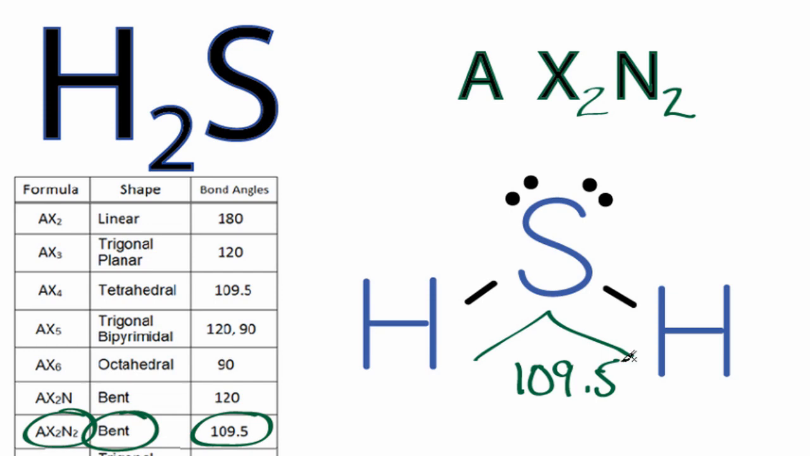It's helpful to think of it both ways, in terms of the valence shell electron pair repulsion theory and then to check with the AXN notation.